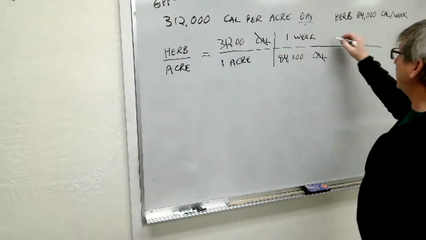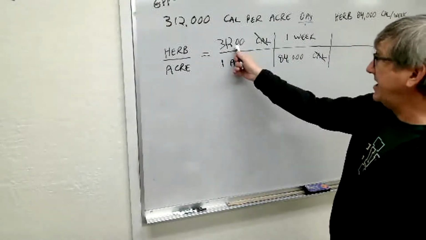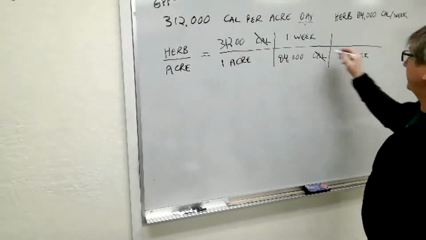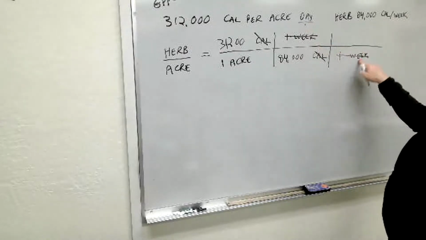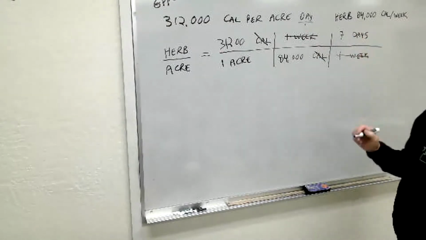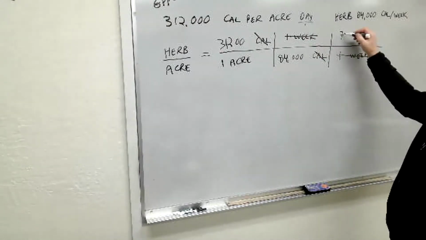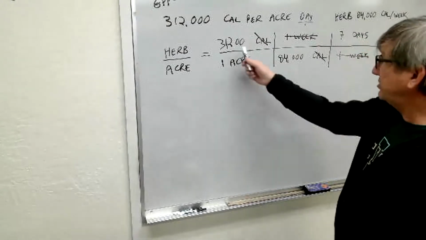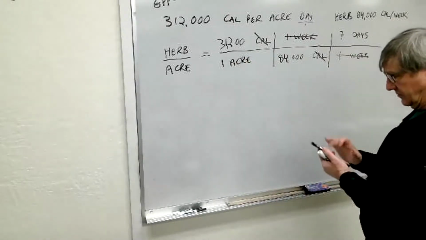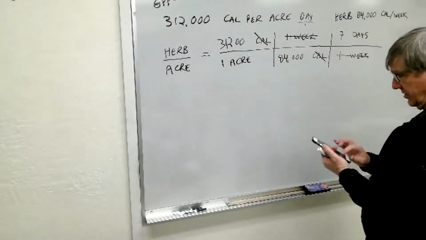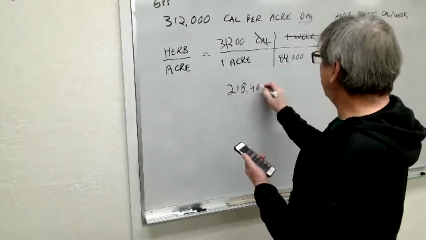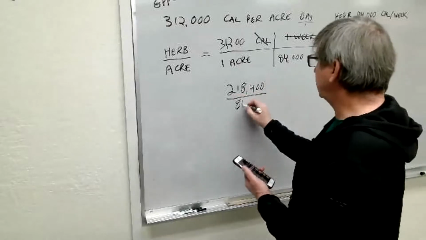Which means I have to have one more conversion in there because this was per day. This is per week. So I want to cancel out my weeks by putting this one at the bottom, which means I have to put 7 days up here. 7 days are 1 week, right? This is basically multiplying by 1, 7 days over 1 week. So here's my final answer. 31,200 times 7 equals, I'll put it down here, 218,400 over this 84,000.